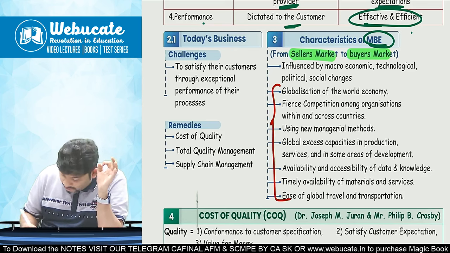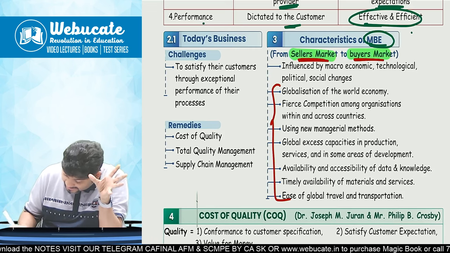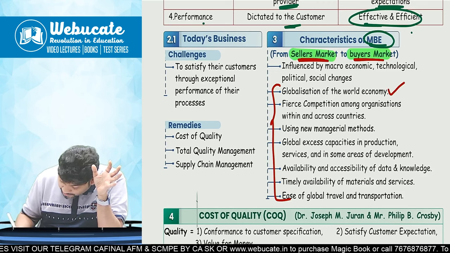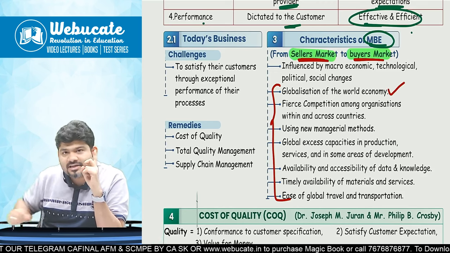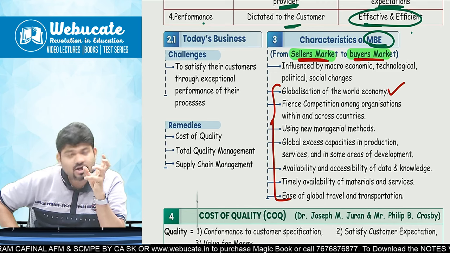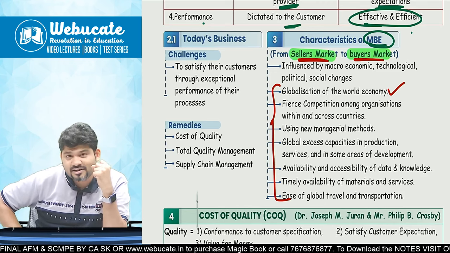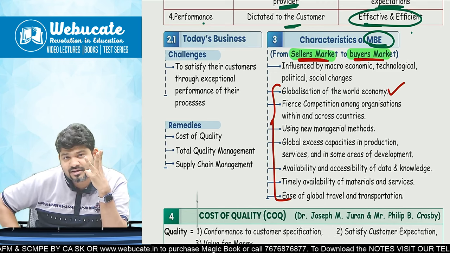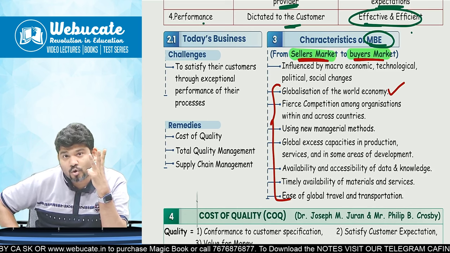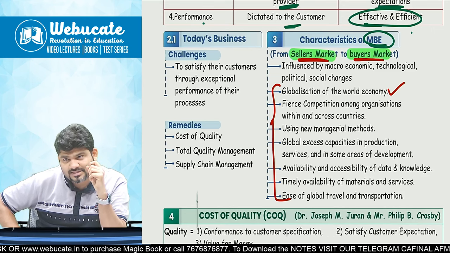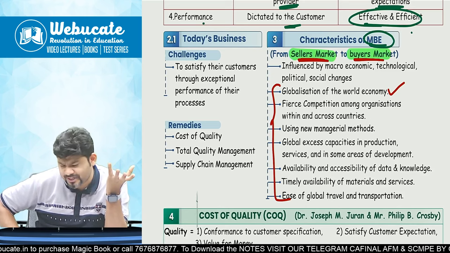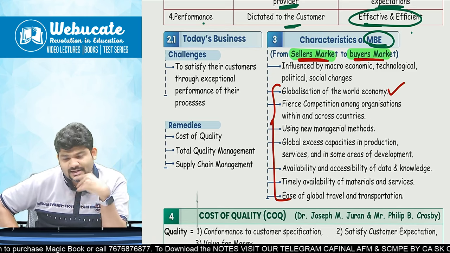First, because of the shift from a sellers' to a buyers' market, the number of sellers has increased. Why? Because of the globalization of the world economy. See, till 1991, India was a restricted economy. After 1991, we started LPG: liberalization, privatization, globalization. What is globalization? Asking companies from countries outside India to come to India and develop the product.